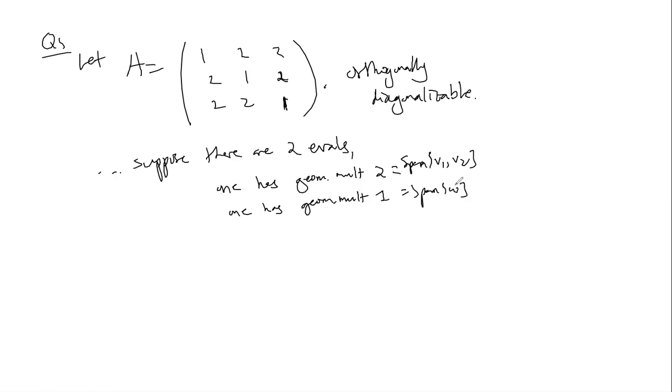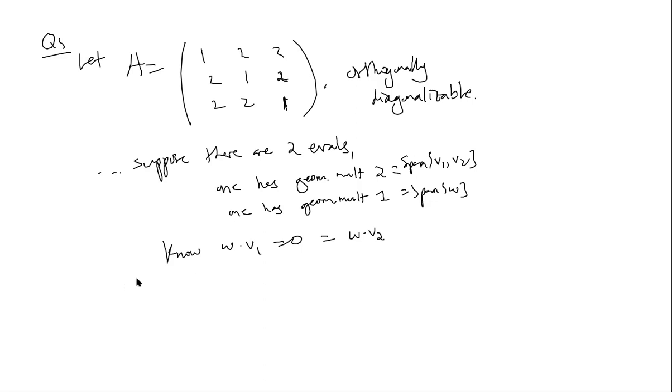And we know that since it's symmetric, w dot v1 equals 0, and w dot v2 equals 0. Right, but you don't know that v1 dot v2 is equal to 0. And so if you want to orthogonally diagonalize, you need to actually Gram-Schmidt the first eigenspace.